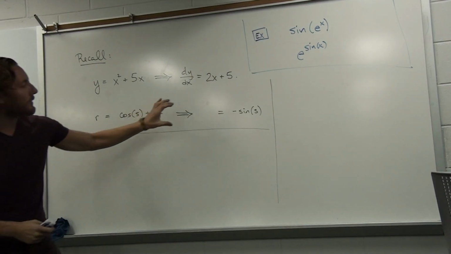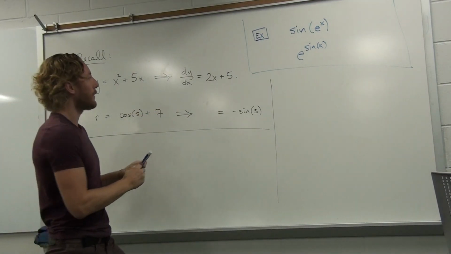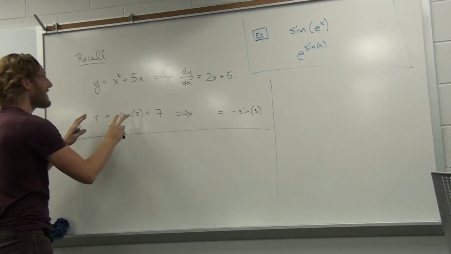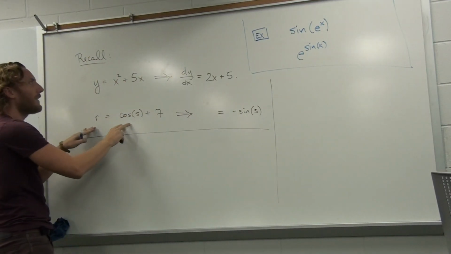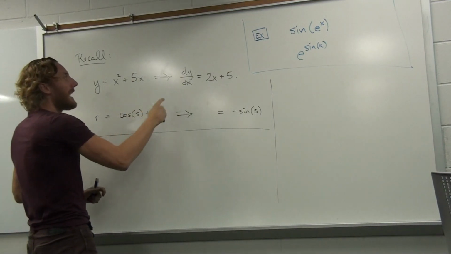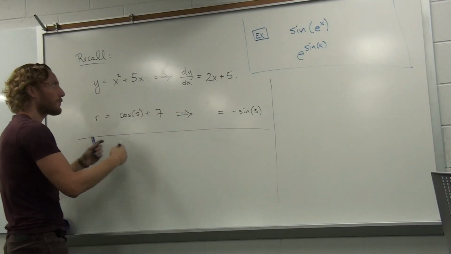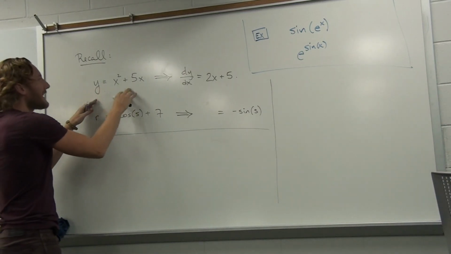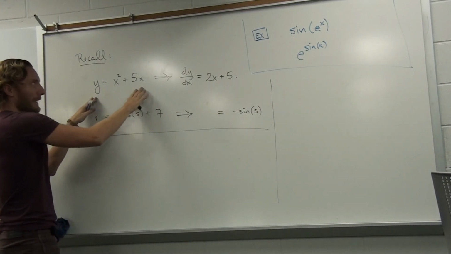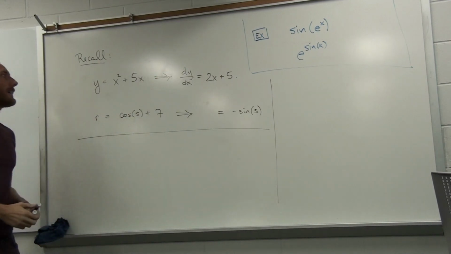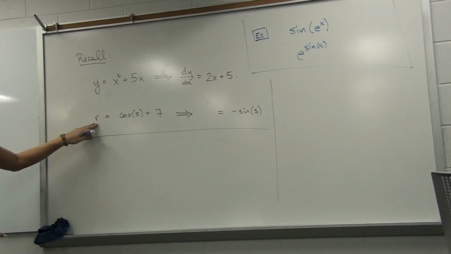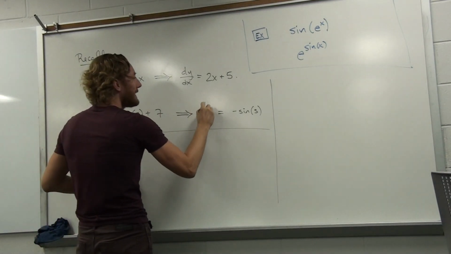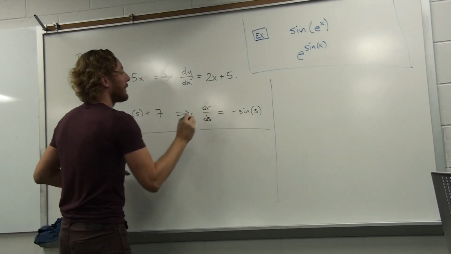But now here's the question. What I'm looking for here is the way to express the derivative in this situation, because you can't just write dy over dx, because we're not dealing with y and x here. Well, if y equals something in terms of x yields dy over dx, then r in terms of s would be dr over ds.